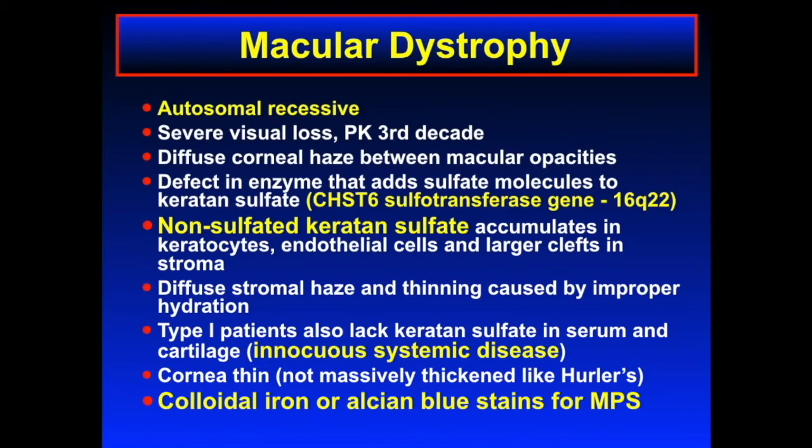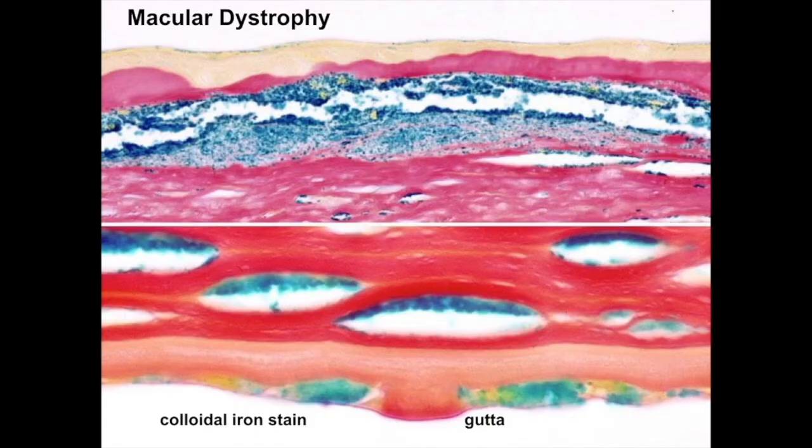There are different subcategories of macular dystrophy. Patients with type 1 macular lack keratan sulfate in their serum and cartilage, but it doesn't seem to do anything bad there. Essentially, it causes an opacification of the cornea. The stain of choice is the colloidal iron stain or the Alcian blue stain for mucopolysaccharide.